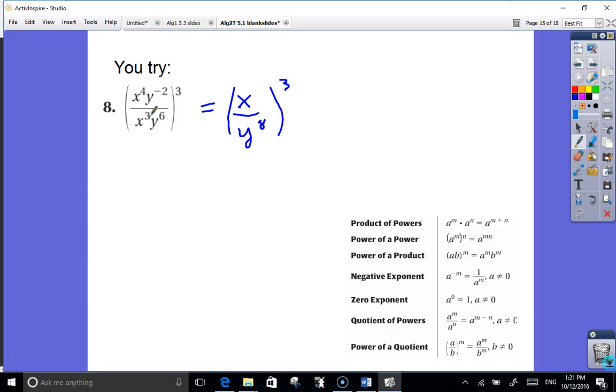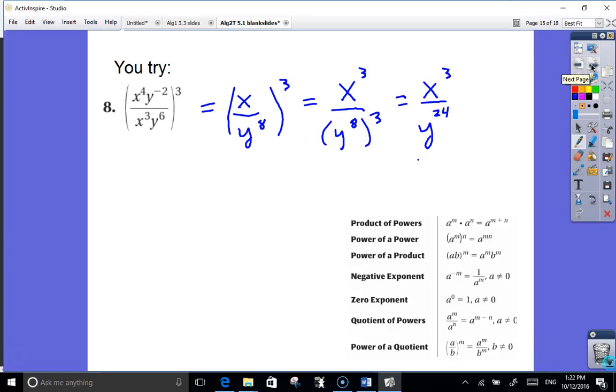And now we just have to distribute the 3 in 2 places, right? That'll be x to the 3rd divided by y to the 8th to the 3rd, which is x to the 3rd divided by y to the 24th. So if you distributed the 3 everywhere, you still should have gotten the same thing. And there's nothing wrong with doing it that way. It's not like an order of operations thing where you always do it in a certain order. You can do any order you want. It's very forgiving like that.